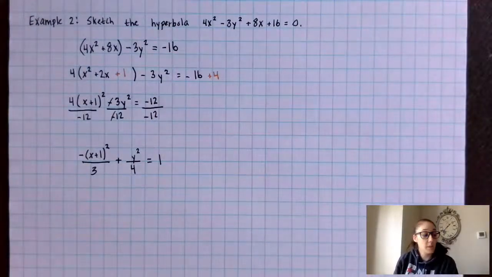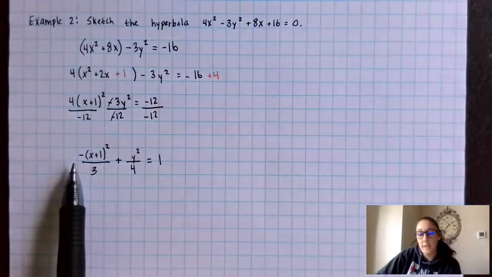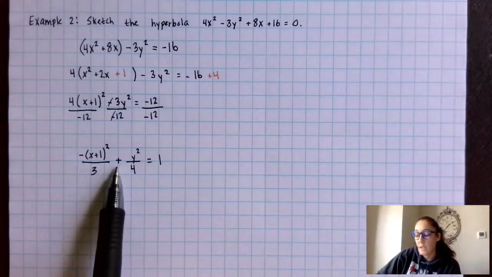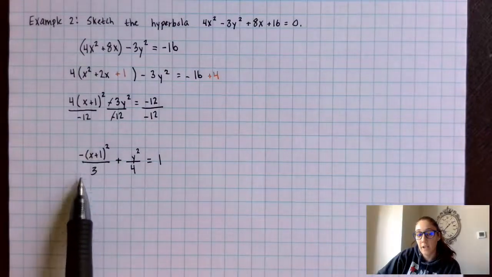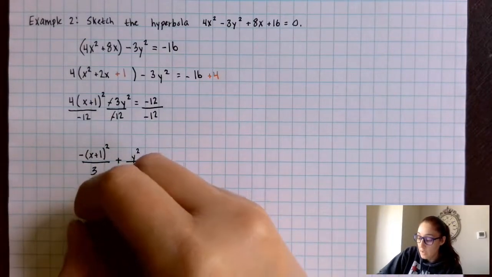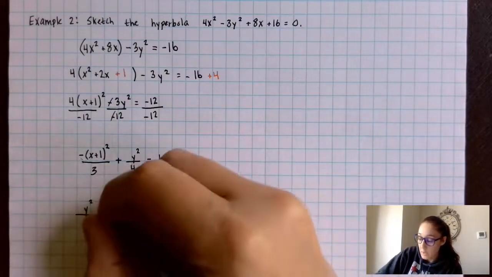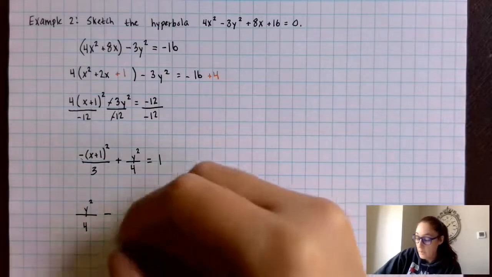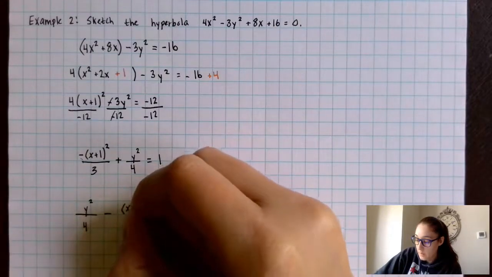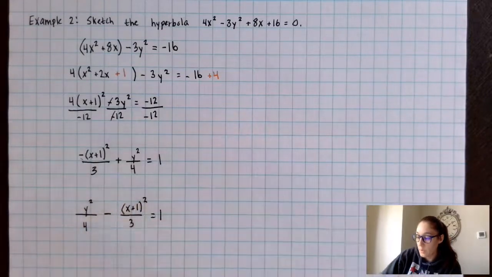So this might seem a little odd, and that's because the negative is out in front. So remember that in a hyperbola, we usually have a minus in the middle. That's because the negative fraction should go second. So I'm just going to rearrange this and write the positive fraction first, so y squared over 4, and then that negative becomes the minus in the middle. So now I have y squared over 4 minus x plus 1 squared over 3 equals 1.